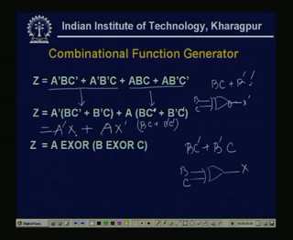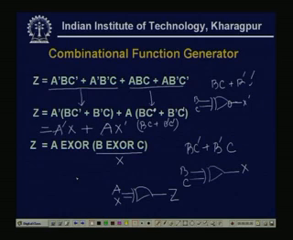Now, A dash X plus A X dash, which is A XOR X, that means again I can take A and X, and this is my Z. So, this expression becomes A XOR X. So, A XOR X, and this is my X, B XOR C. So, X is B XOR C.